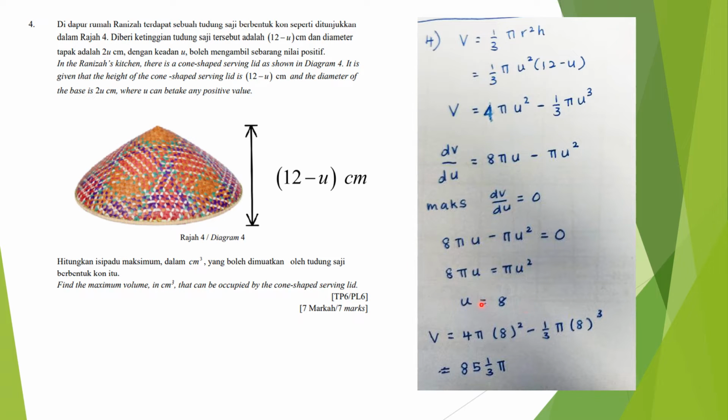So you substitute 8 into the volume expression that we found just now. So 4 pi 8 square, u square is 8 square minus 1 over 3 pi 8 cube. So when we solve here, we will get 85 1 over 3 pi. So this is for question number 4.